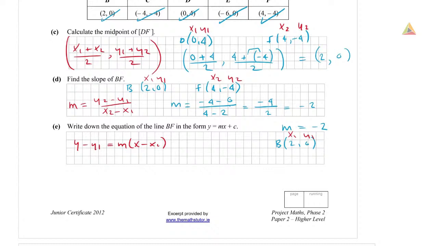Okay, so we're just plugging it into the formula now. So it's y, take away y1, in this case is 0, is equal to m, which is minus 2, by x minus x1, which is 2. So y minus 0 is equal to minus 2 by x is minus 2x, minus 2 by minus 2 is plus 4. So what we're going to do now, we need to put it in the format y is equal to mx plus c. So y take away 0 is just y. So y is equal to minus 2x plus 4. And you'll notice now it's in the right format. Y is equal to mx plus c.